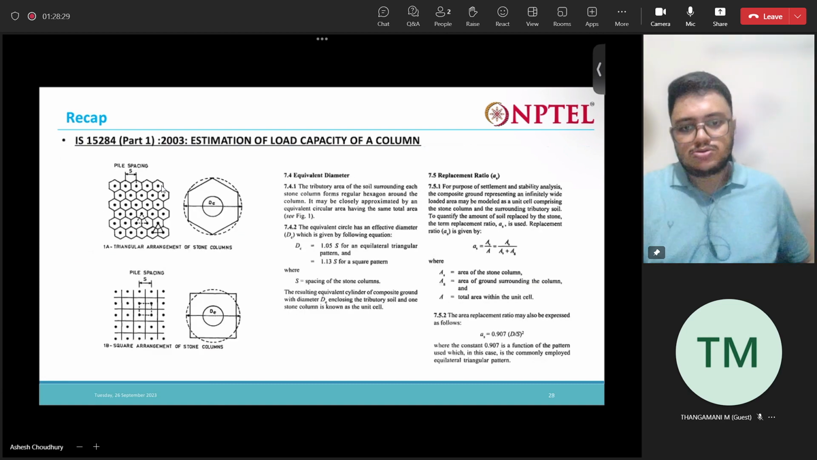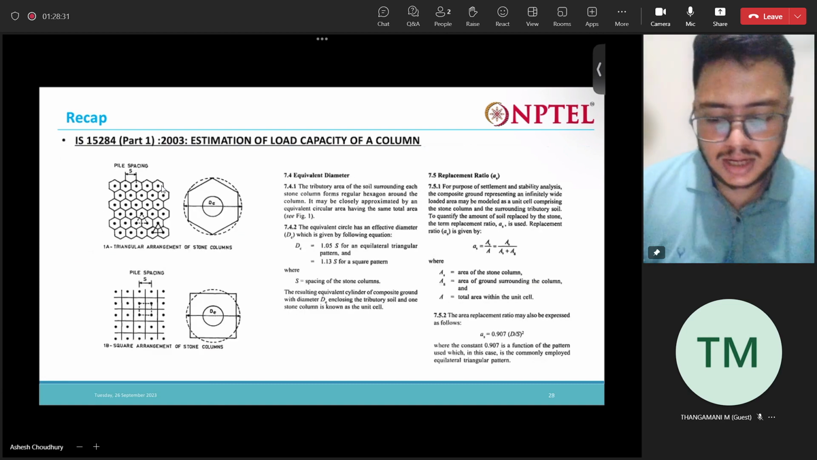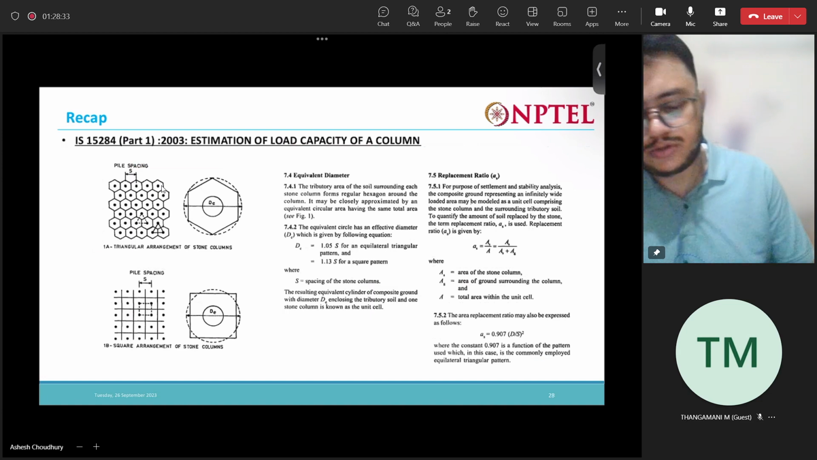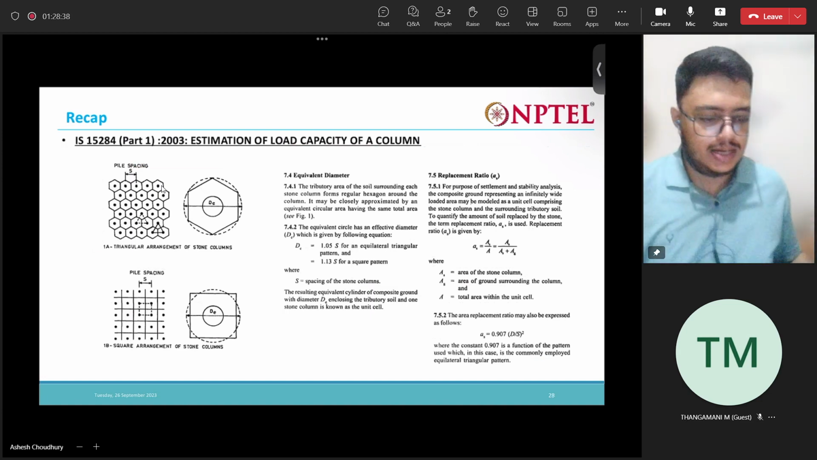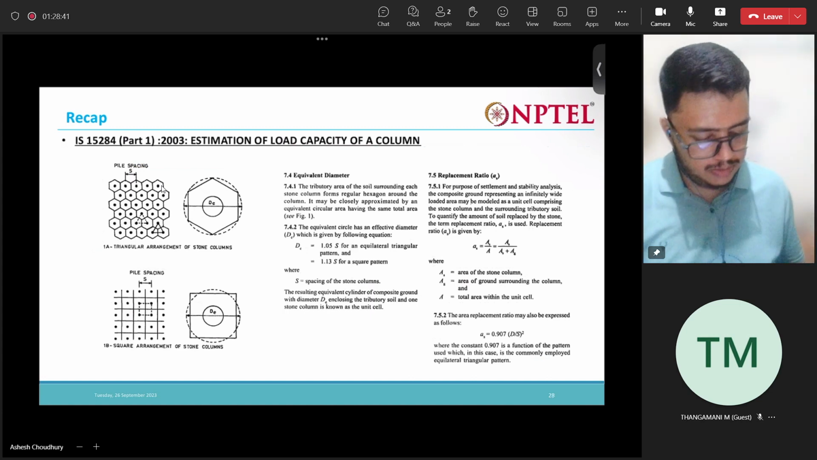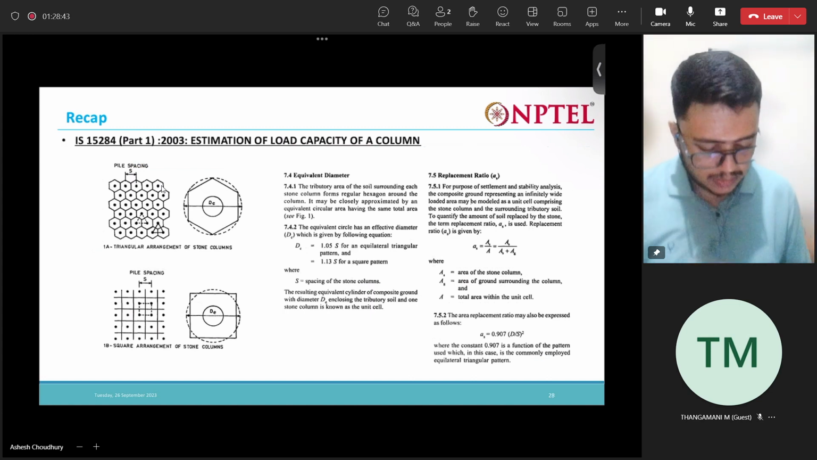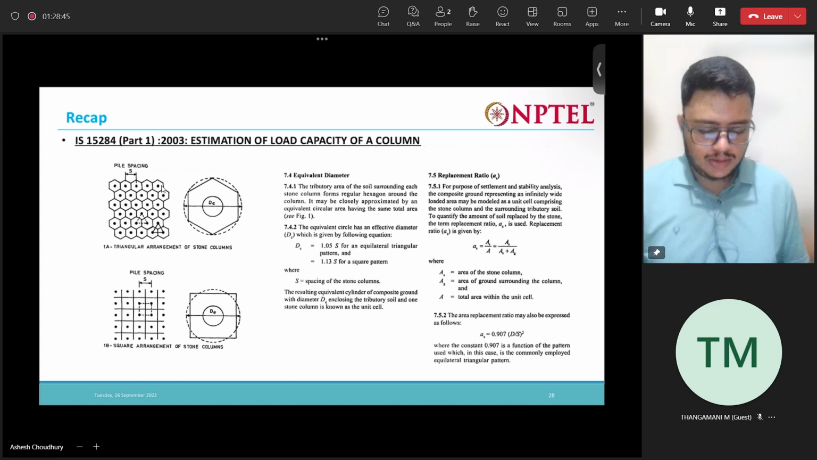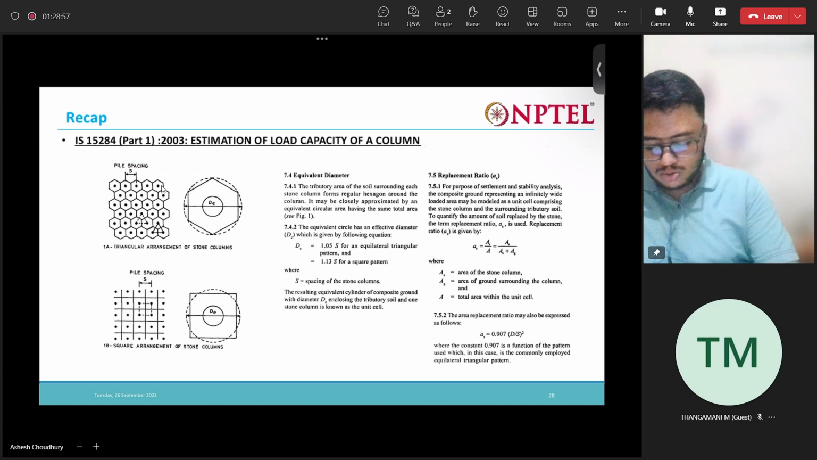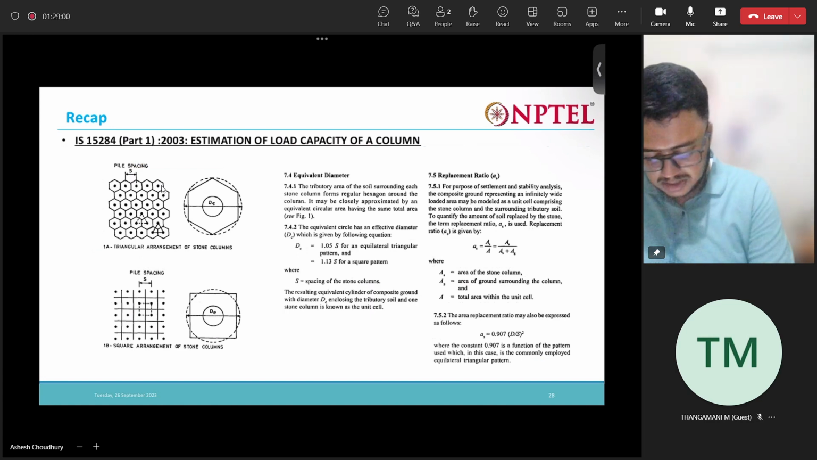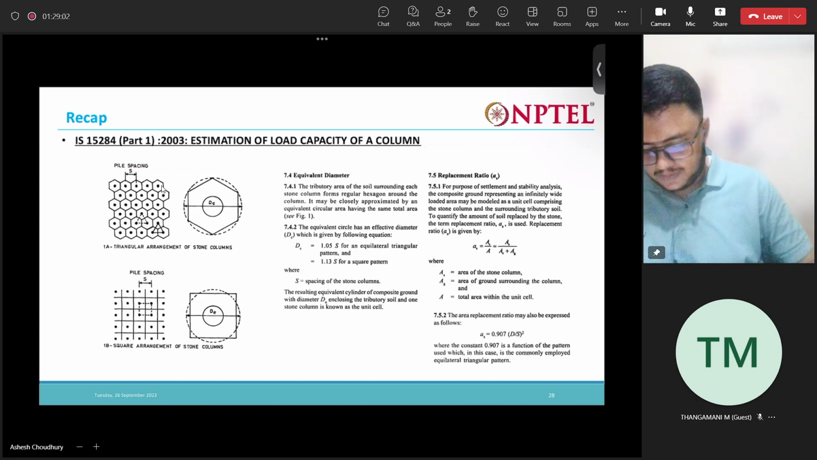Now let us see this. These are the excerpts from the IS code, IS 15284. Let us just see this a little bit in detail, slowly, because this is very important. First, here you can see something is mentioned, and all these things we will be needing. That's why let us just go through all these things whatever is mentioned in the code here.